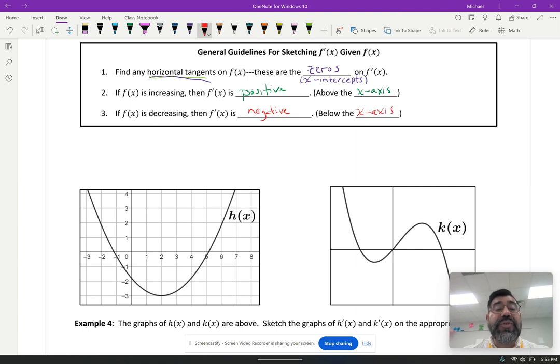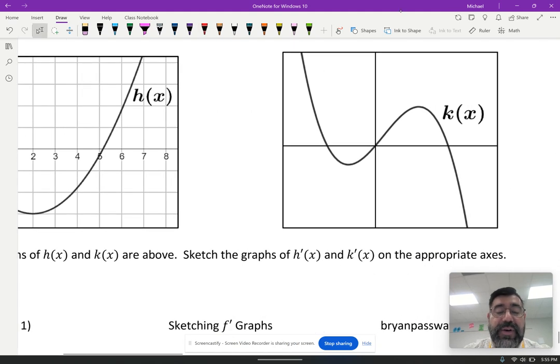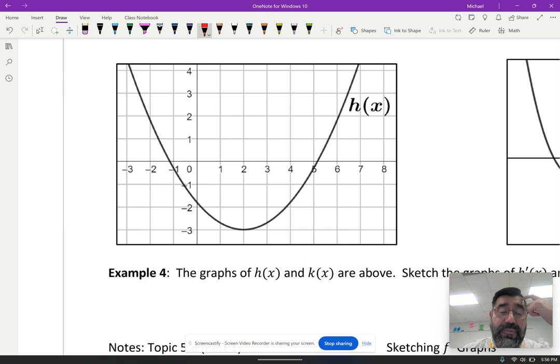If we have those three main ideas in mind when we do our curve sketching, it's going to come in handy. So let's go back over here and find what we're looking for. I'm looking at the original function h of x. We are supposed to sketch the graphs of h prime for this graph and k prime for this graph on the appropriate axes. Okay, so let's think about what we said. Can we find any horizontal tangents? Well, there's a horizontal tangent right here at x equals 2. So therefore, my derivative has to have an x-intercept at 2.